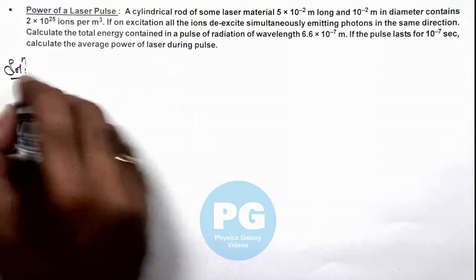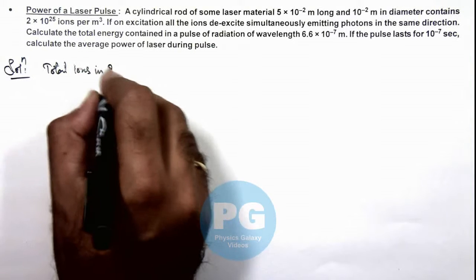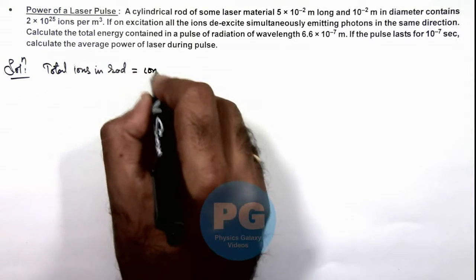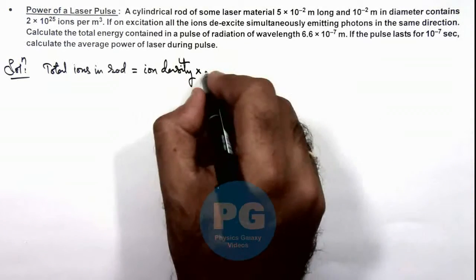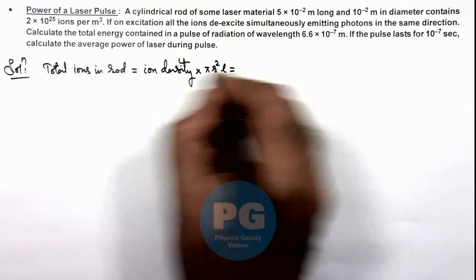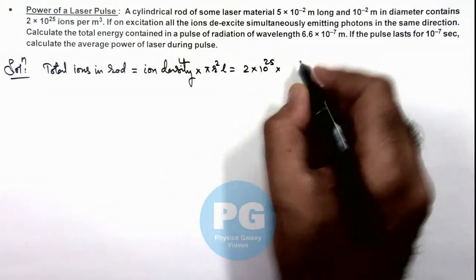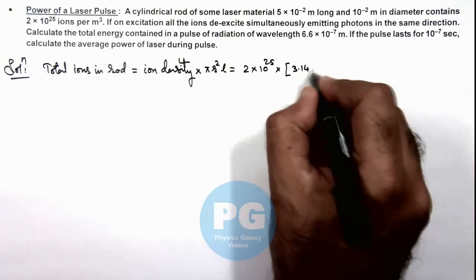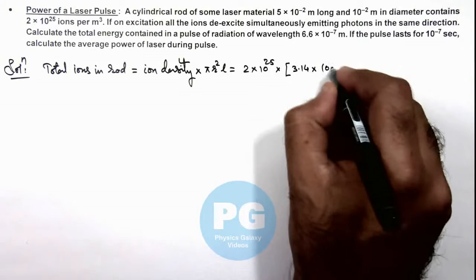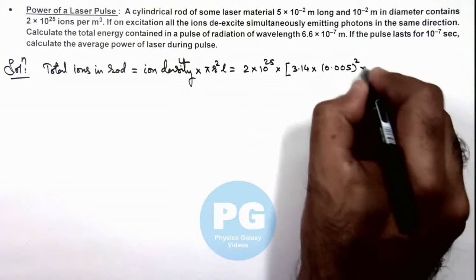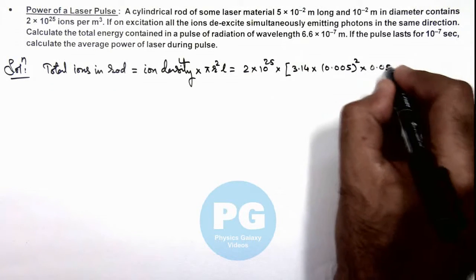Here in solution, first we can calculate the total ions in rod, which can be written as ion density multiplied by the volume, which is pi r square L. So here ion density is given as 2 into 10 to the power 25 multiplied by the volume, which is 3.14 multiplied by your diameter is 0.01, so radius is 0.005 whole square multiplied by length, which is 5 into 10 to the power minus 2, which is 0.05.